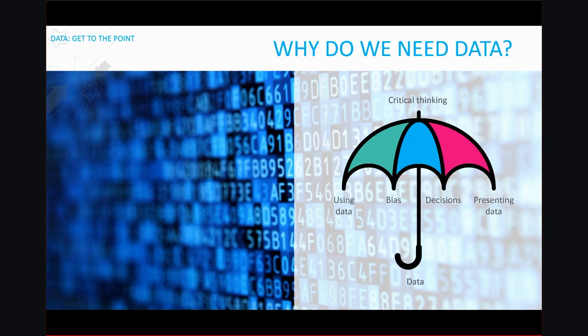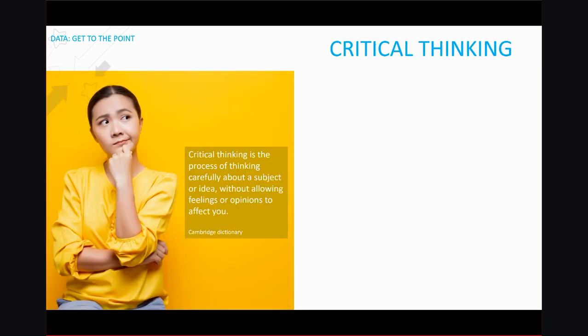And as you all know, workplaces are getting more and more digital and more data is available to us. So it's important for us to know how to work with data and what we can do with it. Critical thinking is the process of thinking carefully about a subject or idea without allowing feeling or opinion to affect you. That's what Cambridge Dictionary defines it as. And that is so much easier said than done, but thankfully we have a process for us to follow. So when we do consciously need to use critical thinking, we can follow the process and make those big decisions easier.